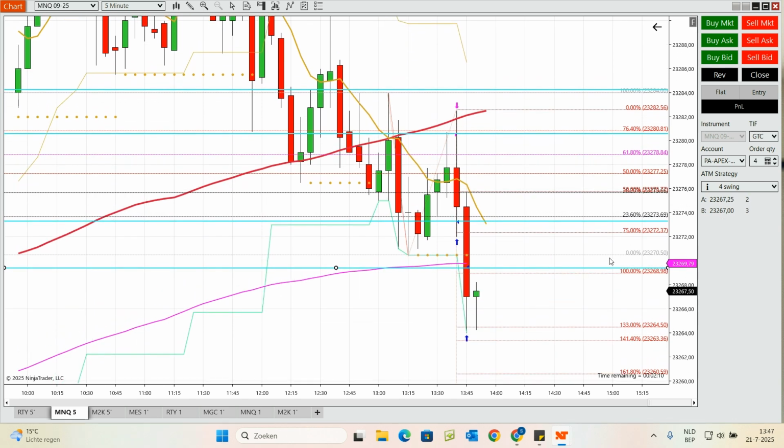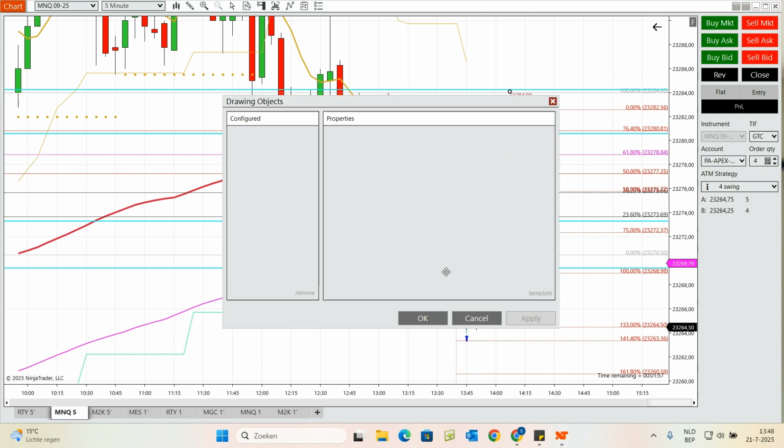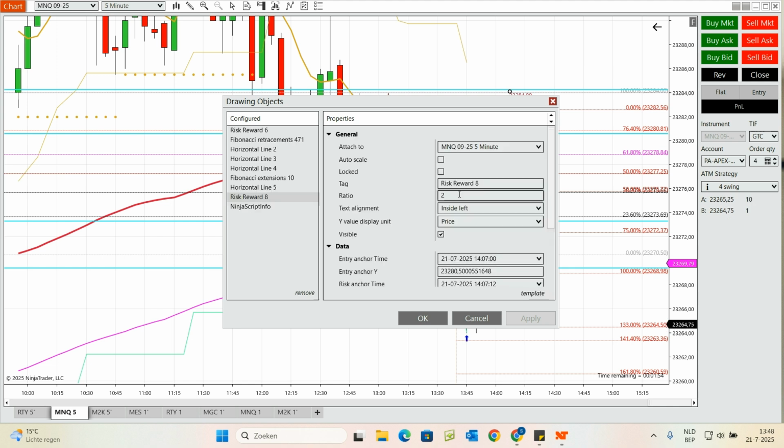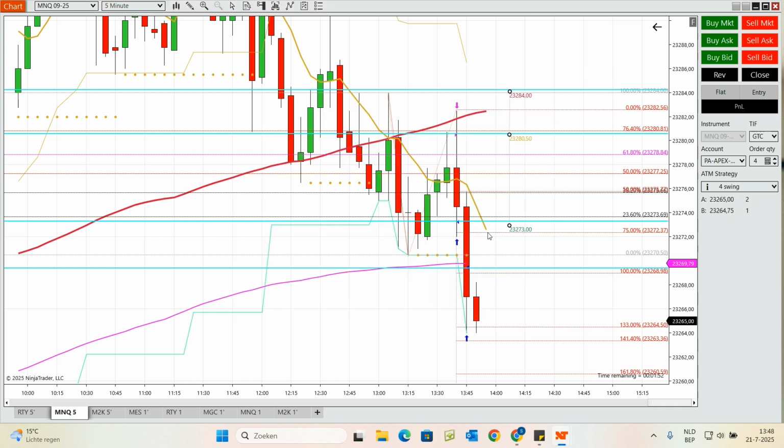So this is how I trade. So let's now see risk reward from here to here. I'll put it here to make it easier to see. What is that now? That is a 2-to-1. So my first target was a 2-to-1.